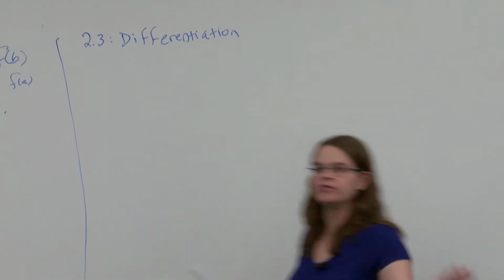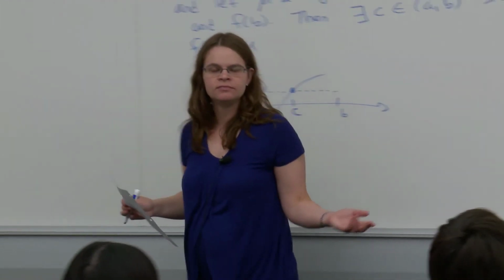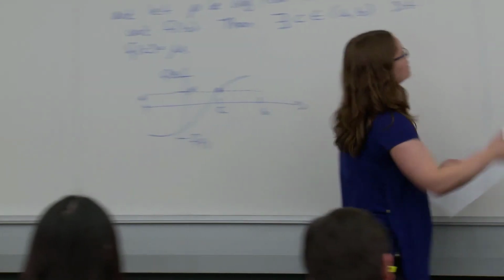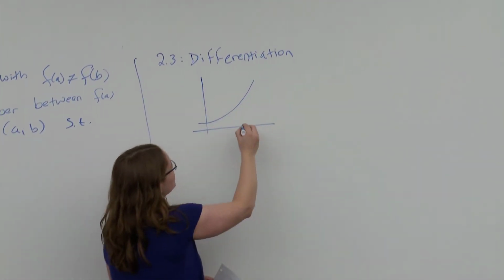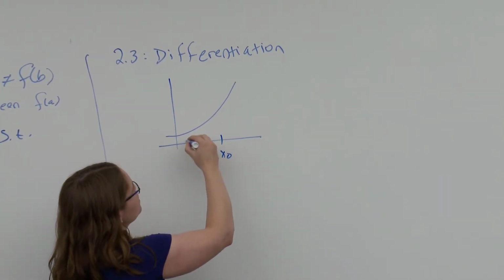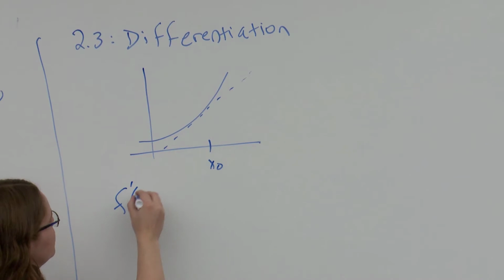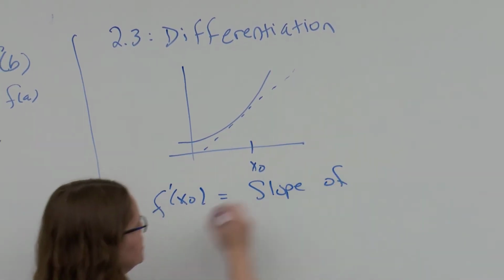OK, so what is the derivative of a function? You can give me the intuitive hand-waving definition. The slope of the tangent line, sure. OK, so here's f of x, and I'm interested in some point x naught. I draw the tangent line here, and I say f prime of x naught is going to be the slope of the tangent line.